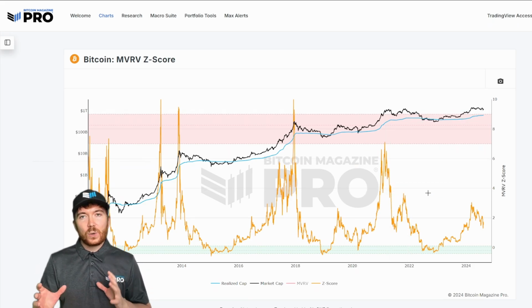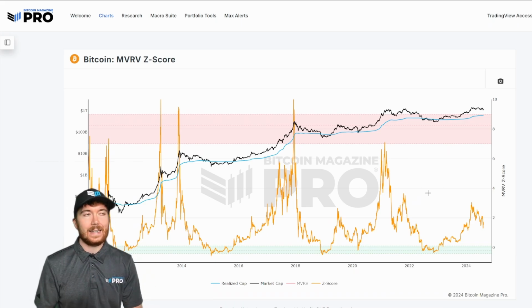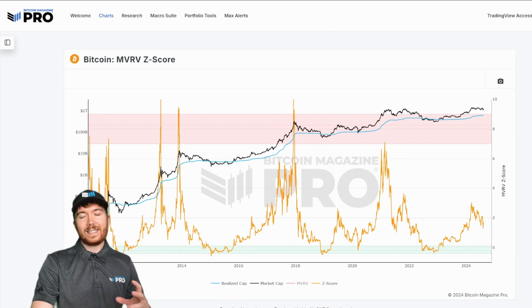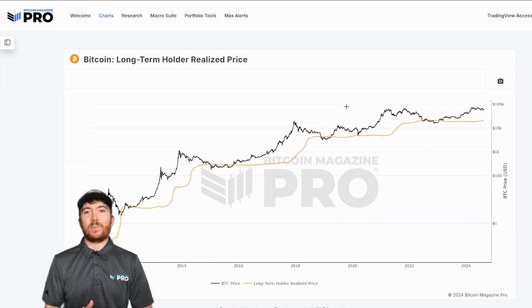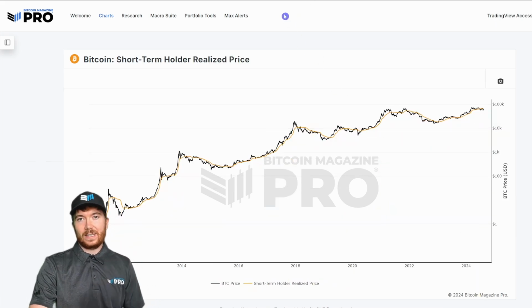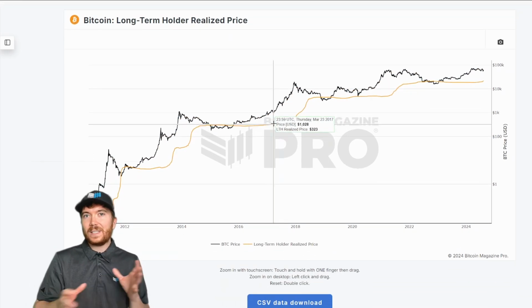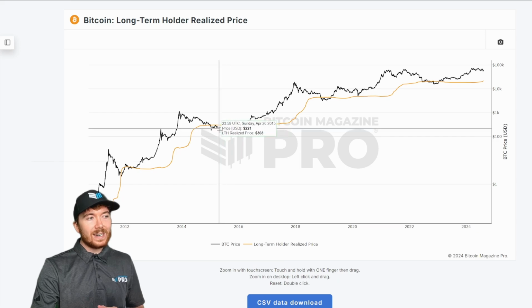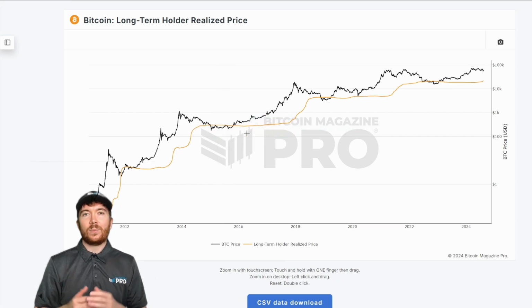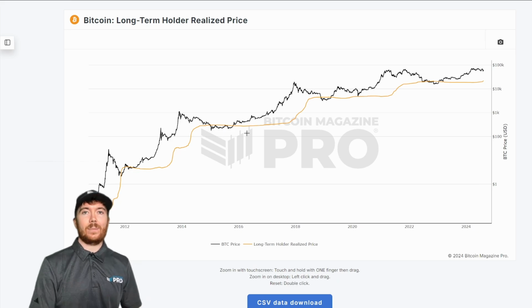But what we can do is tweak this metric a little bit, because like we said, this is the cost basis of all BTC on the network. What we can do now is isolate the realized price for just longer term holders as well as shorter term holders. So if we come to this chart here, we can see this is a moving average style realized price, but it's a lot lower. The average accumulation price for longer term holders, obviously, is significantly lower than new market participants.